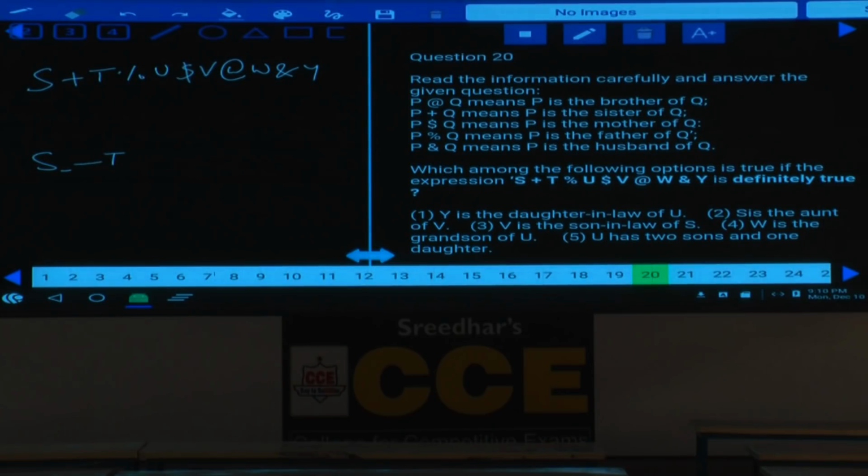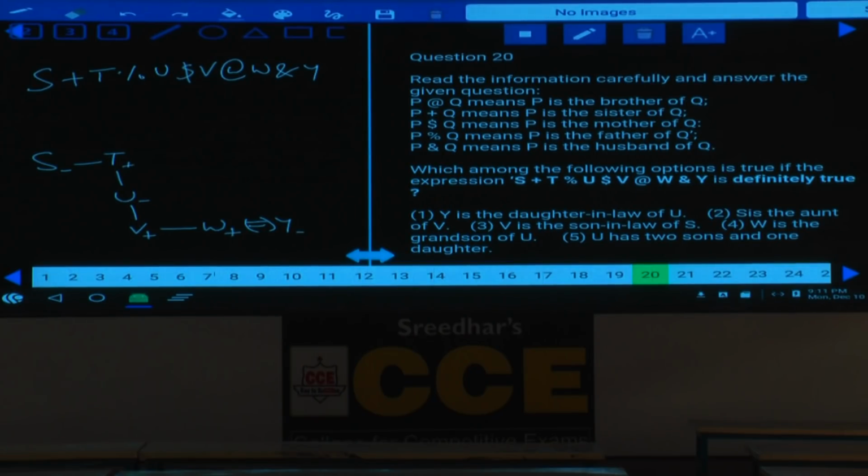Next one, T % U. T % U means T is the father of U. And U $ V means U is the mother of V. And V @ W means V is the brother of W. Then W and Y means W is the husband of Y.